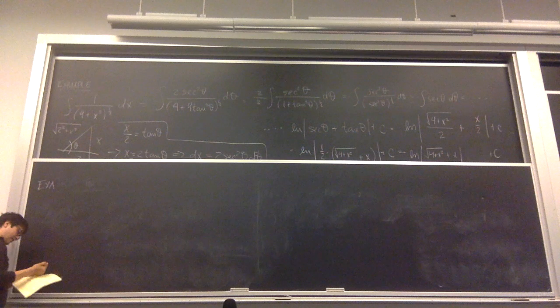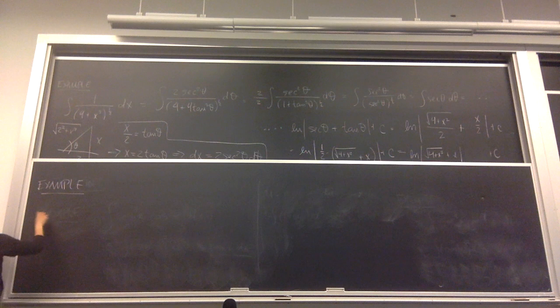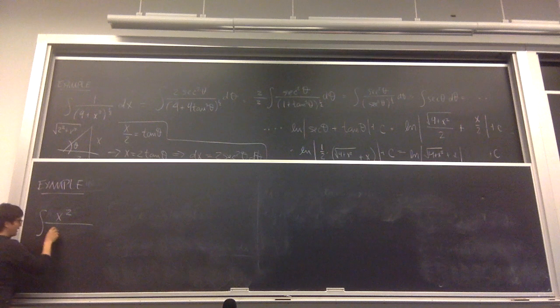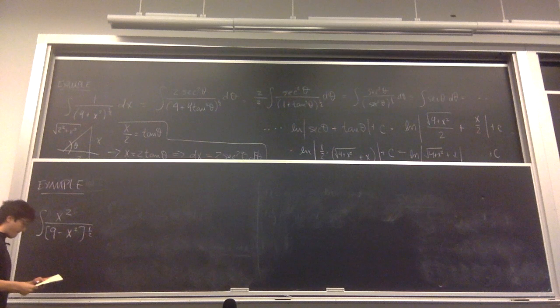Okay, let's try this one. Integral x squared over 9 minus x squared to the half dx. Set up the reference triangle. I'll give you one lap.